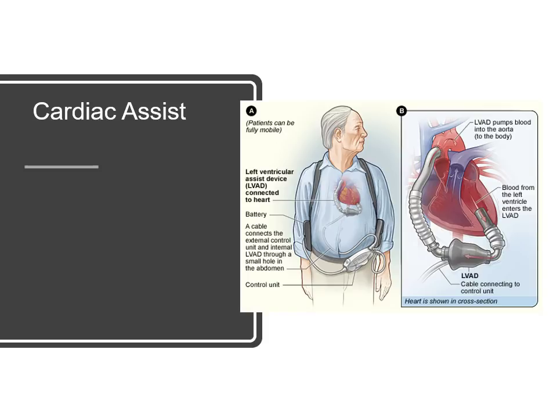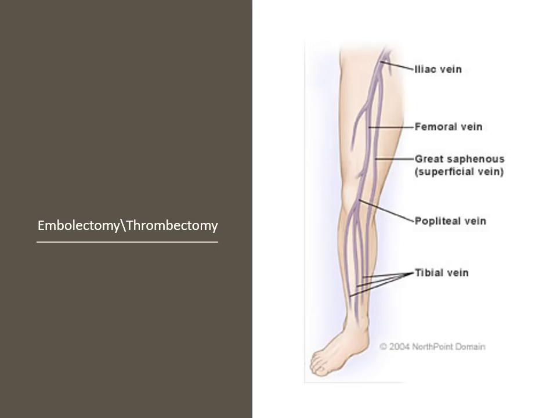Our codes are listed again on page 241, 33967, and it ends on the following page, 243, which is code 33993. Next up, we have embolectomy and thrombectomy procedures. Those are on the top of page 243.